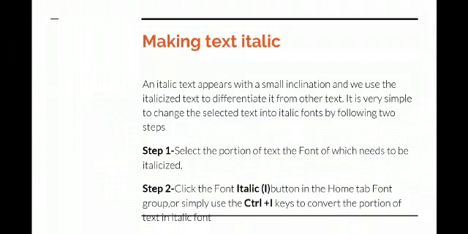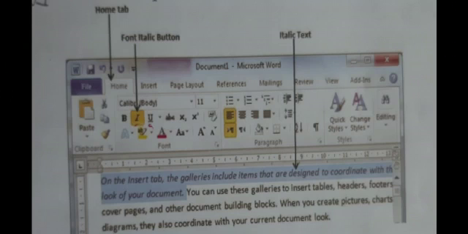You have seen in the next slide how to do italic text. The font italic button you have seen on the screen, that I, Ctrl plus I, and the font italic button. By using the font italic button we can apply italics to the selected text.